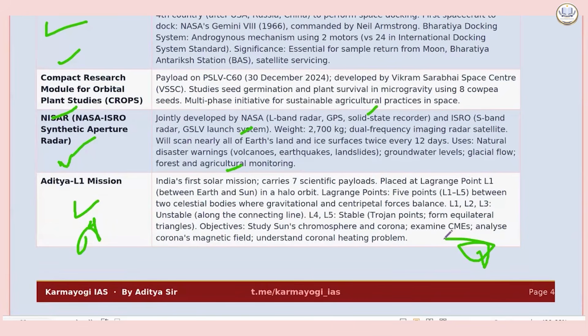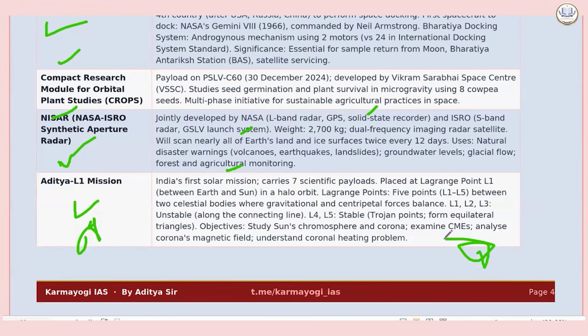Now the concept again is what is Lagrange point, because UPSC won't simply ask you facts. They will ask you concepts. That's why I'm explaining it. So Lagrange point is a place in space where the gravitational pull of two large bodies, maybe take the example of Earth and the Sun, will balance with the orbital motion of a smaller object. So a spacecraft placed there can stay in nearly fixed position relative to the two bodies with very little fuel. That is why we are using it. So it has been placed at Lagrange point L1 between Earth and Sun in a halo orbit. Lagrange points, 5 points are there, L1 to L5, between two celestial bodies where gravitational and centripetal forces balance each other. L1, L2, L3 are unstable along the connecting line, L4, L5 are stable.